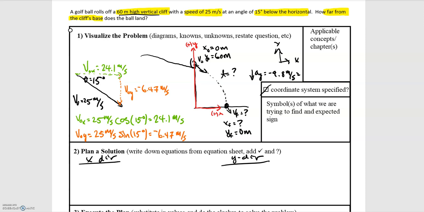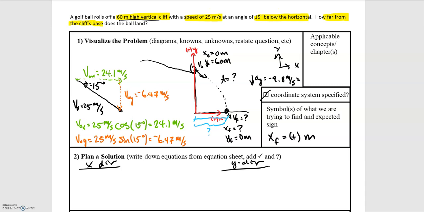So now we have all the given information done. We just need to define what it is we are looking for. And so what we're looking for is how far from the cliff's base does the ball land. So we're looking for a distance, and we're looking for this distance in the x direction. So from the origin to the final position, we're looking for this distance right here. And so we're looking for what XF is, and we're expecting a positive value, and we're expecting units of meters.